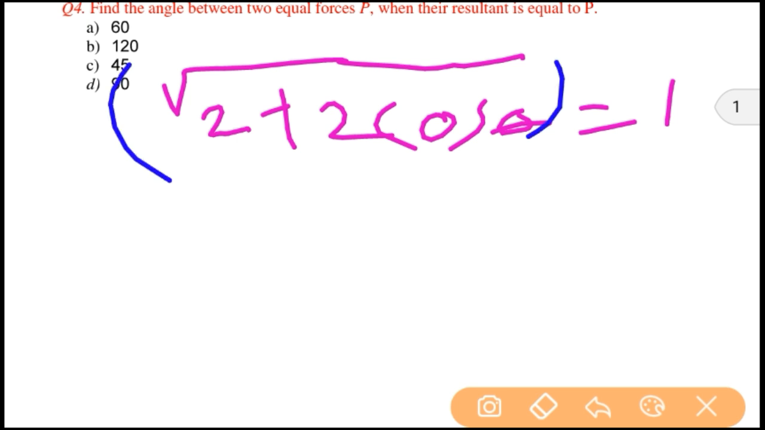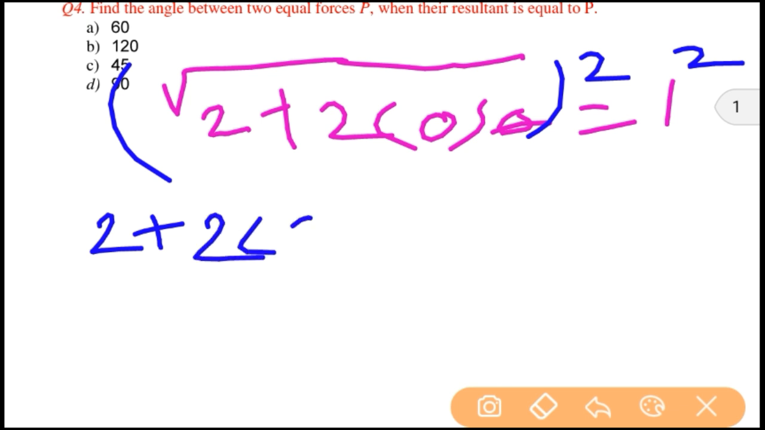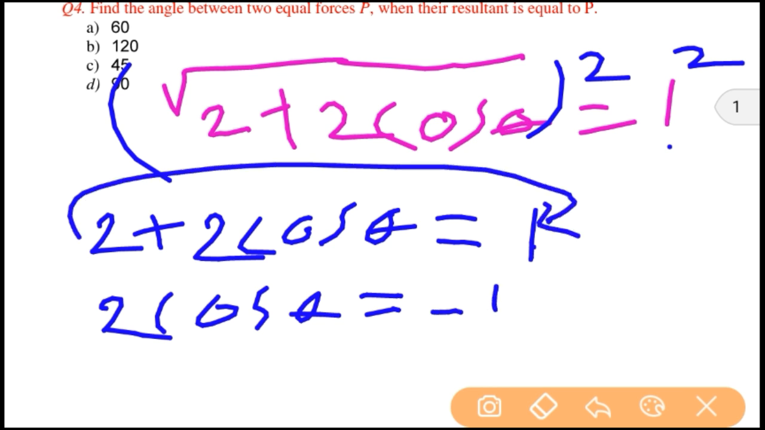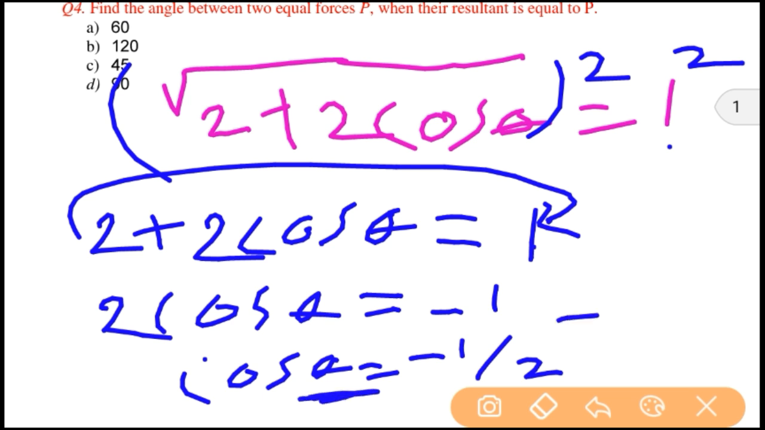Now squaring both sides, we get 2 plus 2 cos theta equal to 1 square, that is 1. So 2 cos theta equals 1 minus 2, that is minus 1. So cos theta equals minus 1 by 2. When cos theta is minus 1 by 2, we know that theta is 120 degrees. So option B is the correct answer.